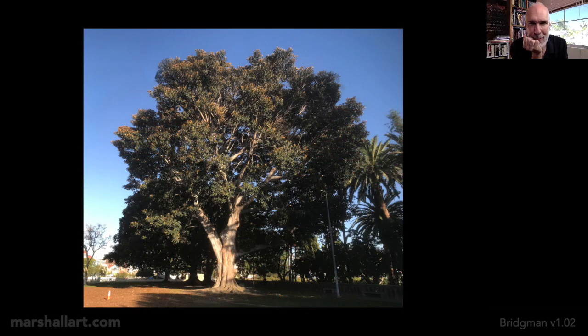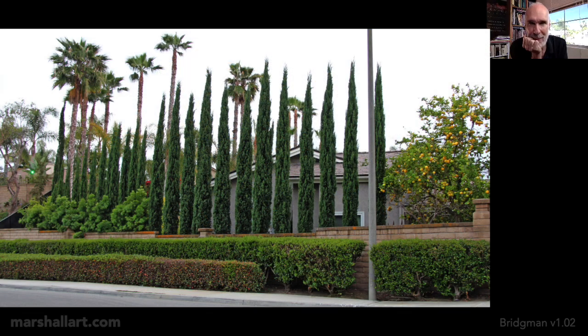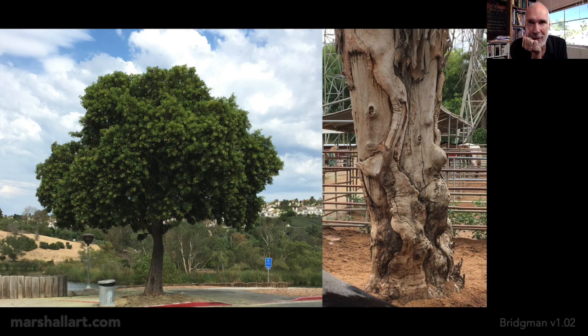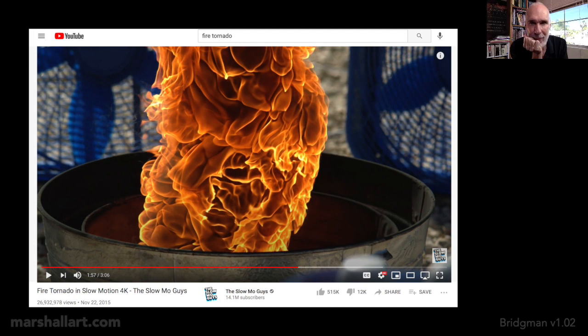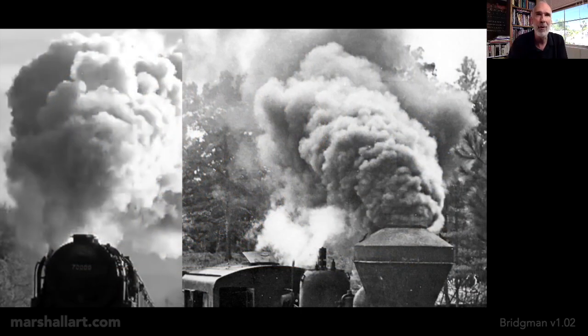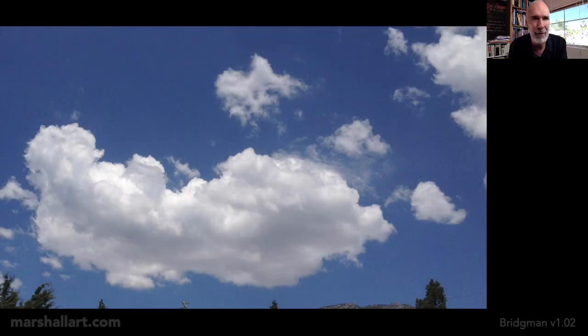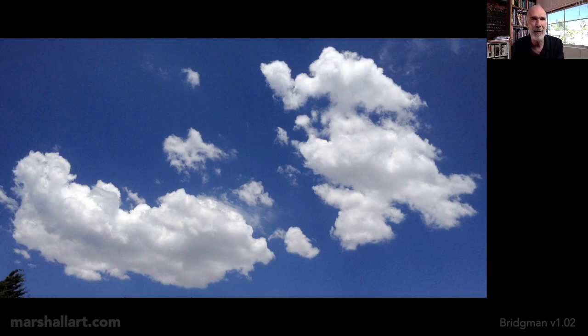But another person says, have you seen those YouTube videos of slow motion photography of fire tornadoes? Aren't those the most awesome things? And another person will say the way smoke billows out of volcanoes and out of those old locomotive steam engines, I can just look at that stuff. And another person says, I like that too, but I like clouds, and I like the different kinds of clouds.